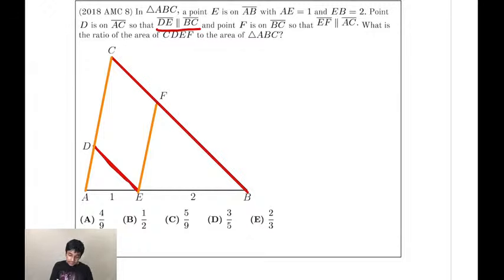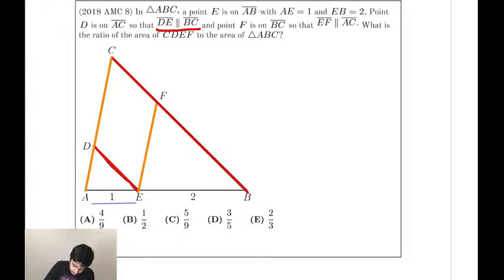Well, that means that ADE is going to be similar to ABC. So what does that mean for us? If ADE is similar to ABC, that means the ratios are always going to be the same. And we know the ratio of AE to AB is 1 to 3, because AE is 1, and AB is 1 plus 2, or 3. So if the ratio of AE to AB is 1 to 3, DE over CB is also going to be 1 to 3. But that's actually not relevant for our purposes.